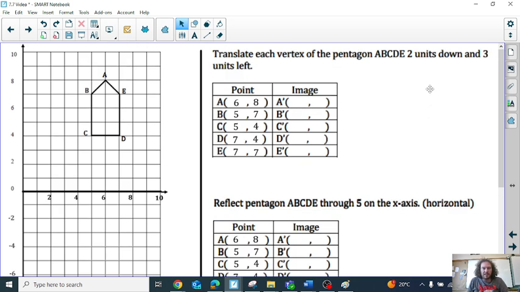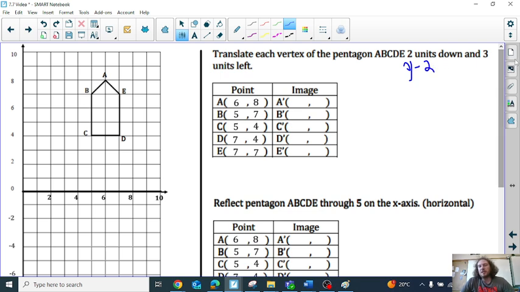So now if I'm trying to translate these points, it is simply a matter of taking these values and adding or subtracting them to my original values. So if I want to move down 2 units, that's going to take the y coordinate from each of these points and subtract 2. And if I want to move left 3 units, it's going to take the x coordinate of each of these points and subtract 3. So simply, all I need to do now is take these numbers and perform those operations. So 6, 5, 5, 7, 7, we're going to minus 3 from each of them and we get 3, 2, 2, 4, 4. And then 8, 7, 4, 4, 7, we're going to minus 2 from each of those and we get 6, 5, 2, 2, 5.